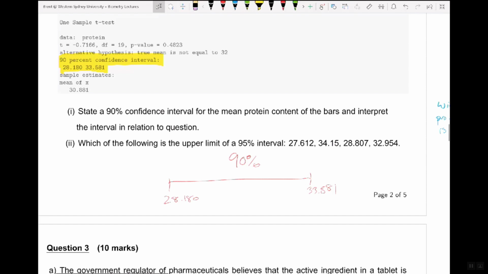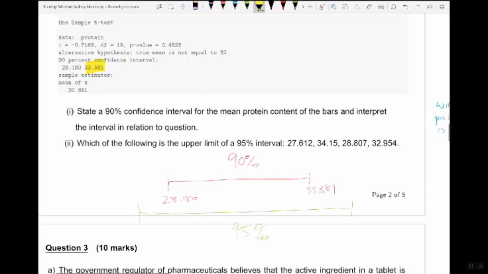So given that we now recognize that a 95% interval should have lower and upper bounds, respectively, smaller and larger than the 90% ones, we need to look at the upper bound of the 90% interval, 33.58, and ask ourselves which of these four numbers they've given us is larger than that. And only one of them fits the bill. Logically, that one must be the answer, 34.15. Okay? So I have drawn all of this just for the illustration.